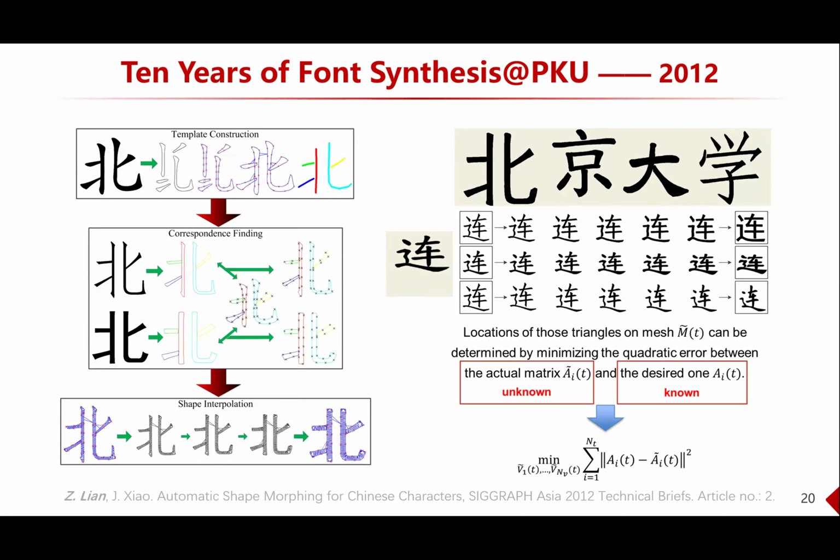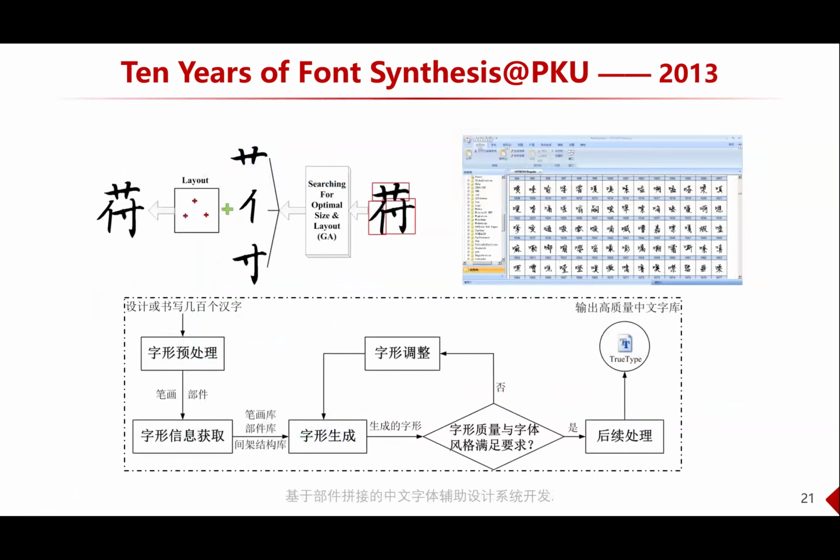In 2012, we proposed an automatic stroke blending and font style fusion algorithm for Chinese characters based on as-rigid-as-possible interpolation and non-rigid point set registration. In 2013, we developed an automatic Chinese font generation system based on an optimized component assembly strategy, capable of automatically generating a complete Chinese font library from 639 input GIF images carefully selected by us.